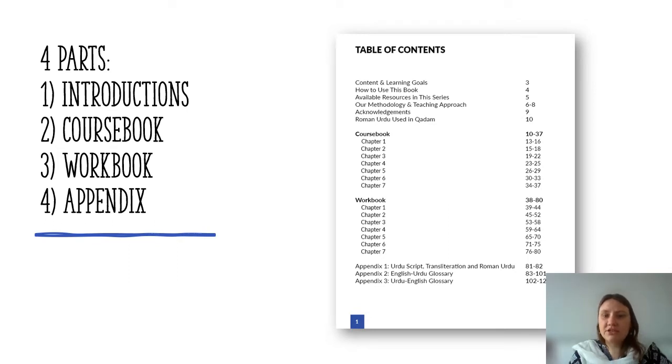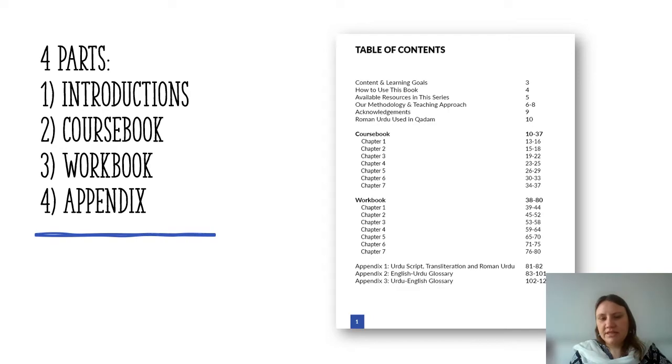And then from page 6 to 8, there's an important section where we explain our teaching approach and our methodology and why we've made the book the way it is. So if you want to know more about the background of the book and how it came about, just our philosophy, then this is where you should turn. After that comes the course book and the workbook, which is the largest section of the book and the core. In the following slides, I'll explain that a bit more in detail.